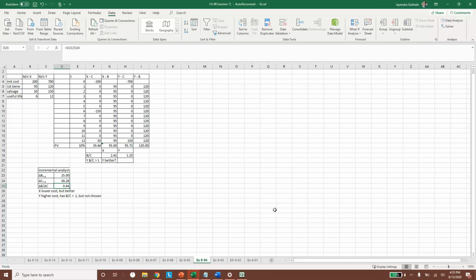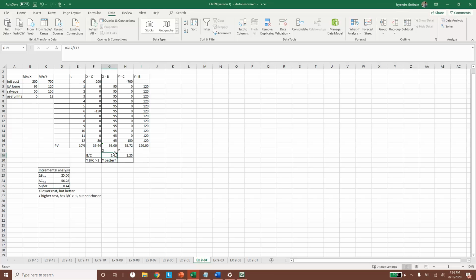And the ratio of the changes in EUAB divided by EUAC will give us this ratio, 0.44. Delta B over delta C, change in benefit Y over X divided by change in cost Y over X. And this is less than 1. So therefore, we will drop. We will not consider the more expensive option. We'll only consider the cheaper cost option in this case.